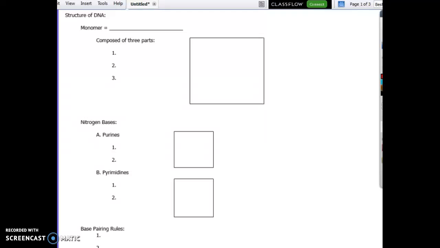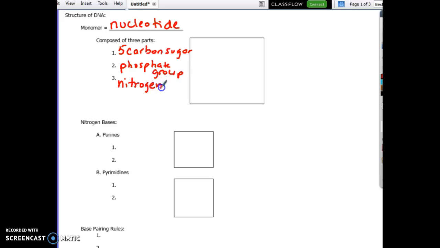Okay, today's lesson is about the structure of DNA, starting with first the monomer. The name of the monomer or building block to a DNA strand is called a nucleotide, which is composed of 3 parts. It's a 5-carbon sugar, a phosphate group, and a nitrogen base, sometimes called a nitrogenous base.